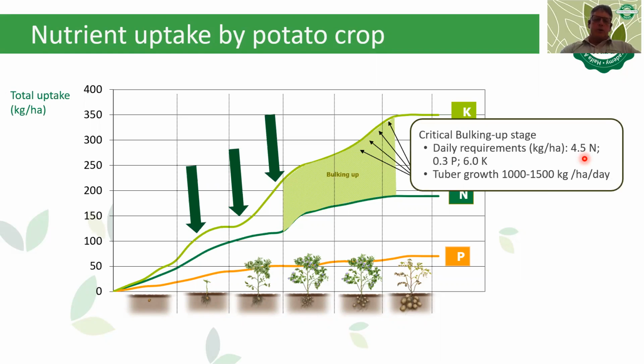And the reason we push that potassium nitrate at the end there is that your daily requirement is 4.5 kilograms of N, 0.3 kilograms of P, and 6 kilograms of K for 1 ton of growth. And at this stage, in this final stage here, you are putting on between 1,000 and 1,500 kilograms per hectare per day. So this is basically what your fertilizer needs to be providing on a daily basis in this phase to make sure that you get maximum yield.